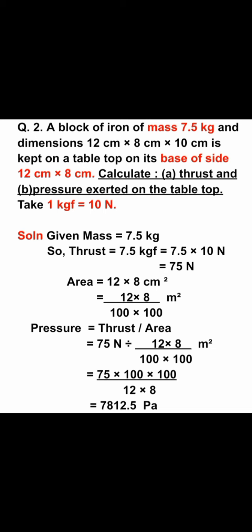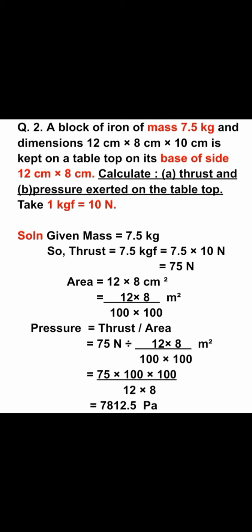As per the question, mass is given as 7.5 kg. So thrust will be equal to 7.5 kgf. Thrust is the weight, or the force acting downwards. Since mass is 7.5 kg, whenever it is placed on the tabletop, the force acting normally will be 7.5 kgf. And since 1 kgf equals 10 Newton, 7.5 kgf is converted to Newton by multiplying by 10. So 7.5 into 10, that is 75 Newton.